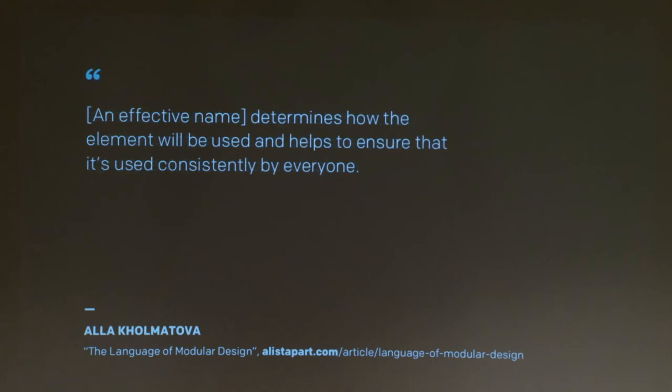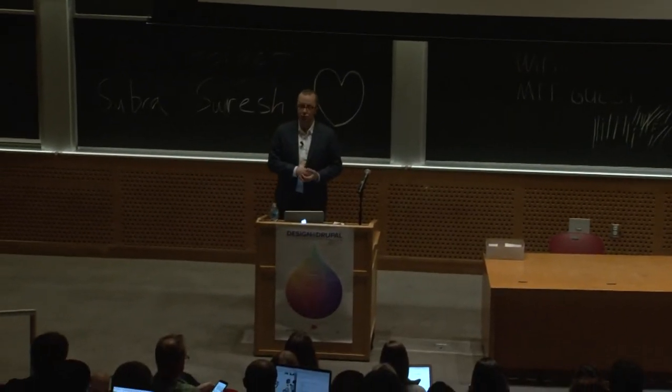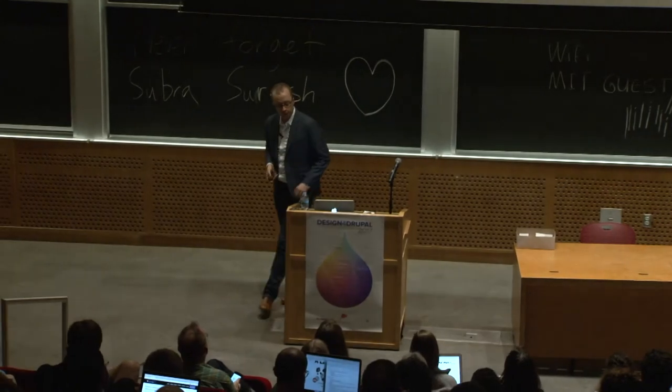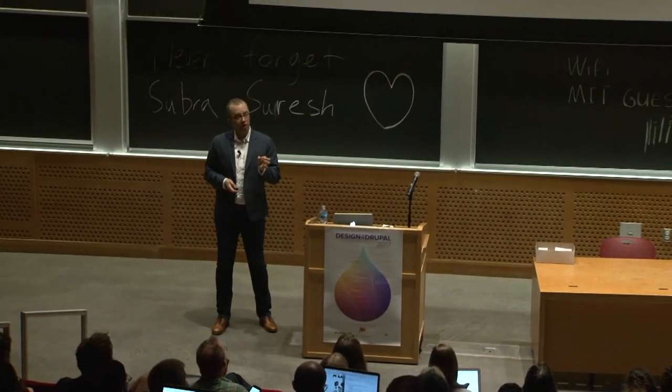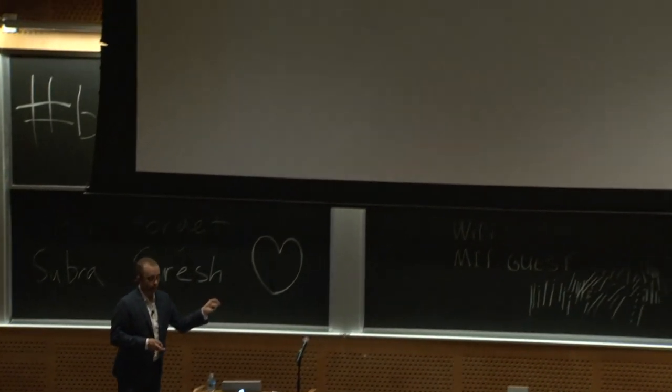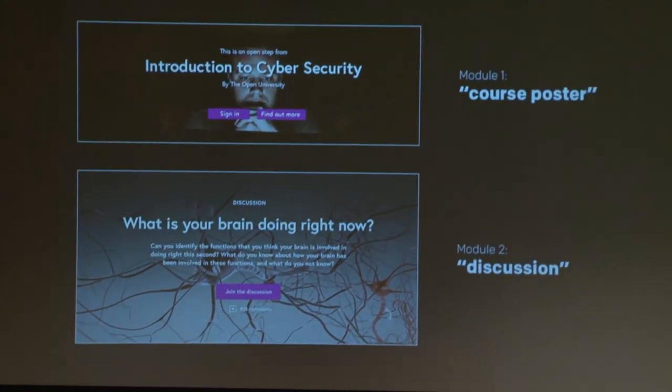An effective name determines how the element will be used and helps ensure that it will be used consistently by everyone. She actually found that the benefit to doing things like this, by making these processes more collaborative, is that it can expose redundancies in your design system. And specifically, during the course of one of these reviews, Alla's team actually uncovered a potential conflict. They had one module that had been designed to promote online courses, and then another module that had been designed by a different team to promote discussion.